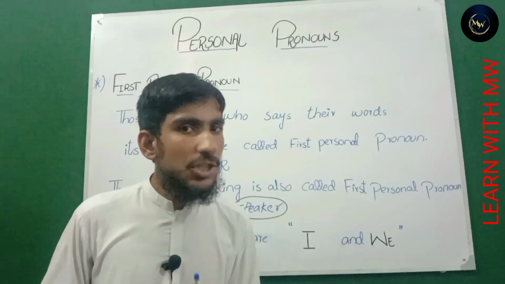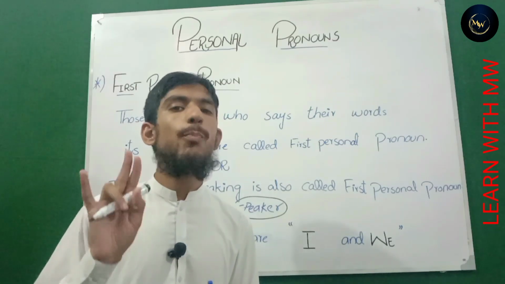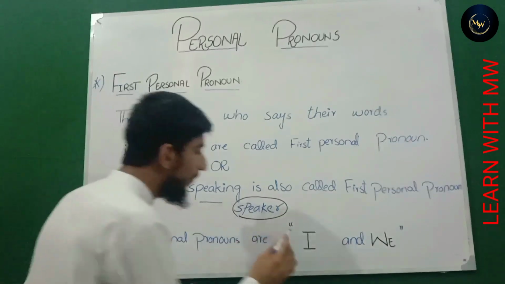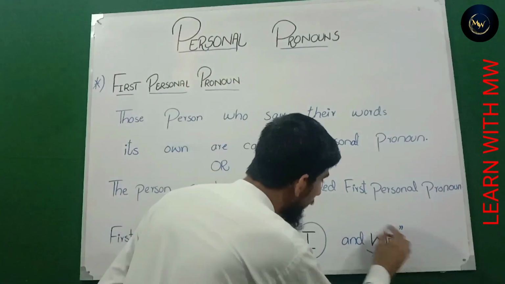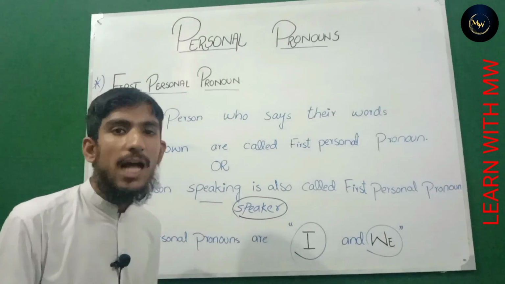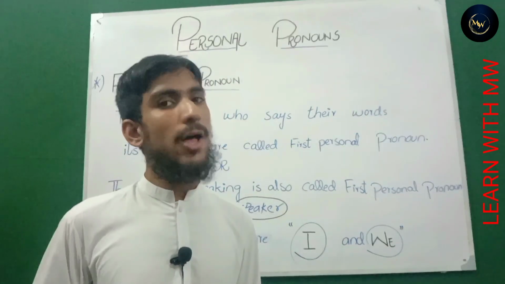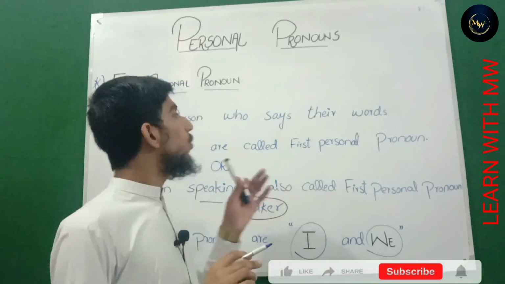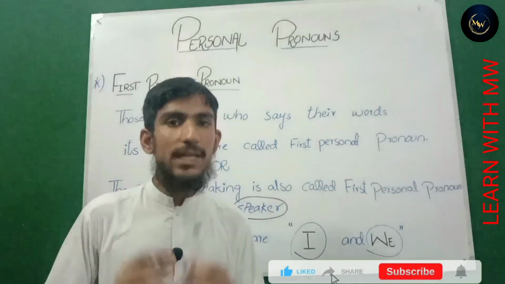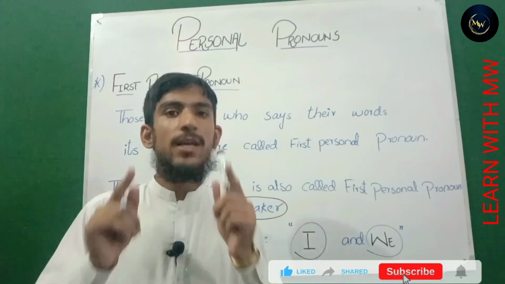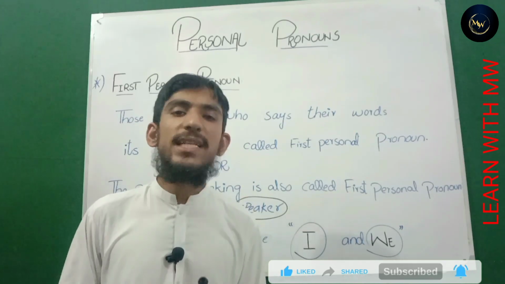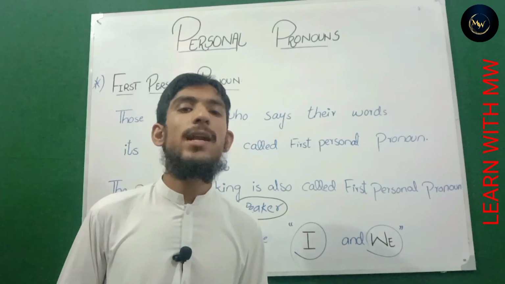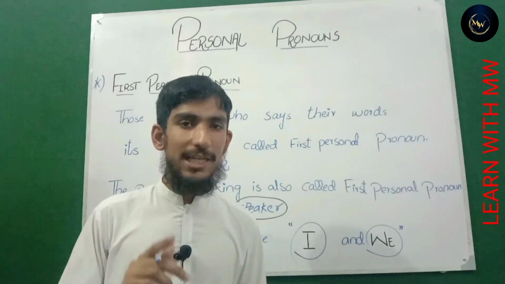In English grammar, there are basically two first person pronouns: I and we. These two, I and we, are first person pronouns. So what are first person pronouns? The person who says their own words falls in the category of first person pronouns, or the speaker is called the first person pronoun. I and we are called first person pronouns in English grammar.